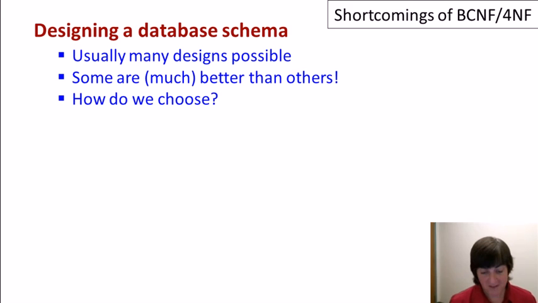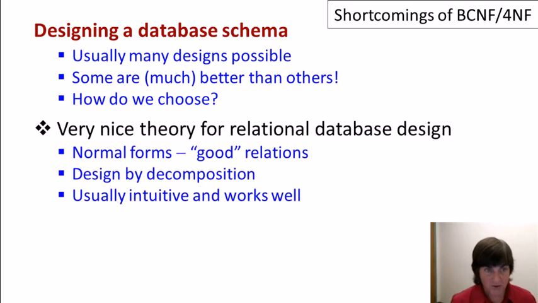So in conclusion, when designing a database schema, there are often many different designs that are possible. Some of the designs are much better than others, and we have to have some way of choosing the design we want to use for our application. We do have a very nice theory for relational database design that we've gone through in the past several videos. We define normal forms that tell us when we have good relations. We have a process for designing by decomposition, and it's usually quite intuitive and works well.